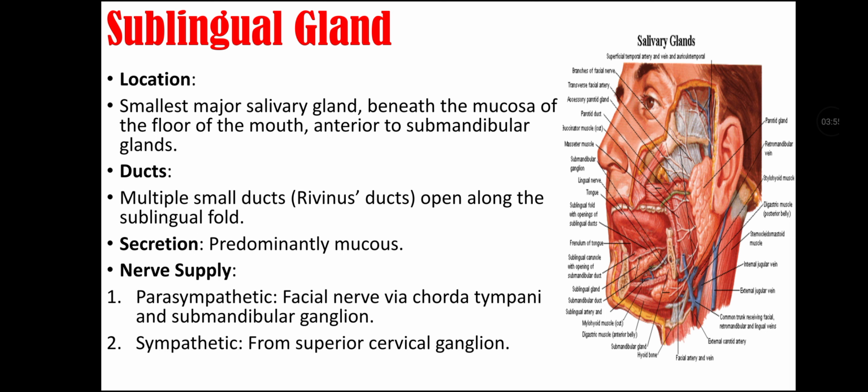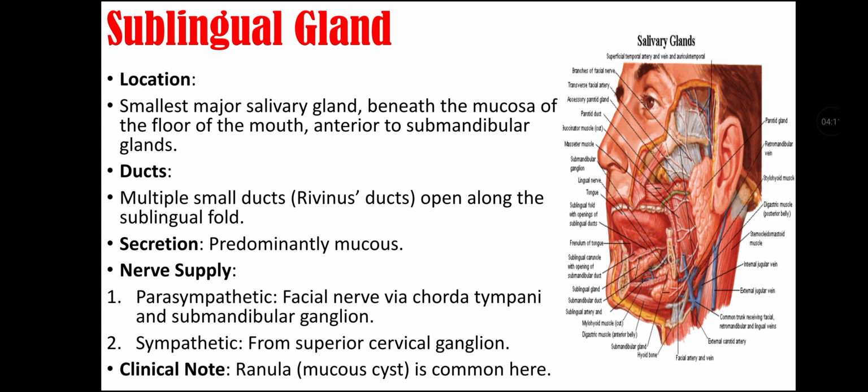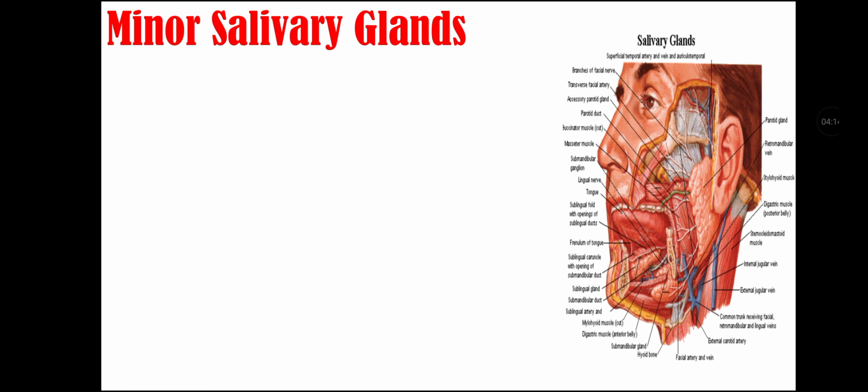Parasympathetic nerve supply of the sublingual gland is from the facial nerve through the chorda tympani and submandibular ganglion, and sympathetic nerve supply of the sublingual gland is from the superior cervical ganglion. There is ranula, that is the most common clinical scenario related to the sublingual gland.